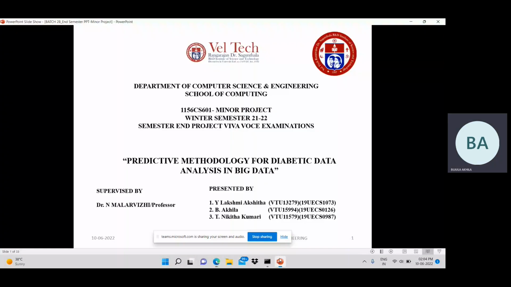Our project is on predicting methodology for diabetic data analysis in big data. In developing healthcare industries, there is a move towards processing huge health records, and this is increasing their complexities. Due to the growing unstructured nature of big data in the healthcare industry, it is necessary to structure it and reduce its size to as minimal a value as possible.